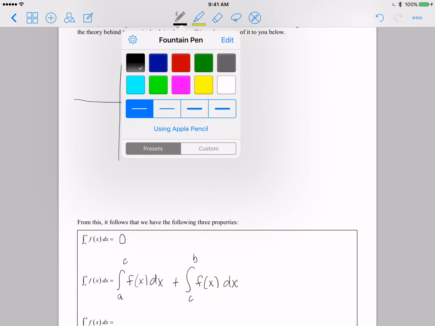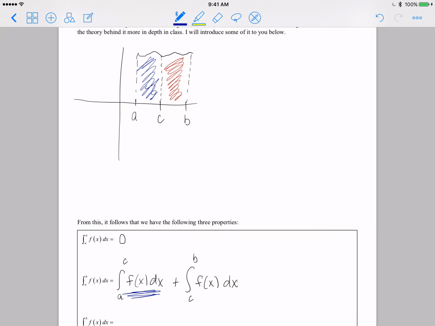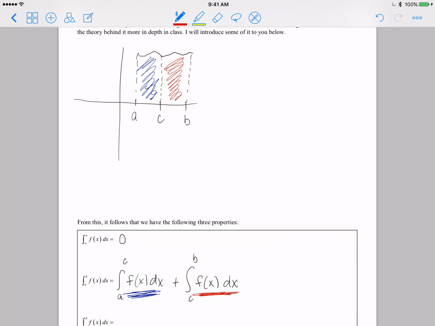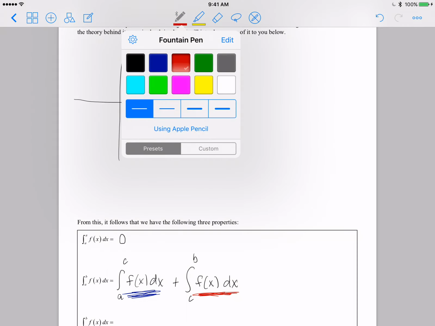This first term is represented by the blue up there, and the second term in this addition is represented by the red area up there. And so I can split that into two integrals by taking some point in the middle of a and b.